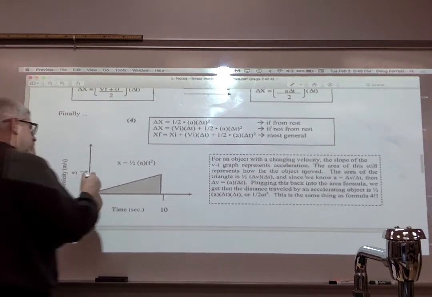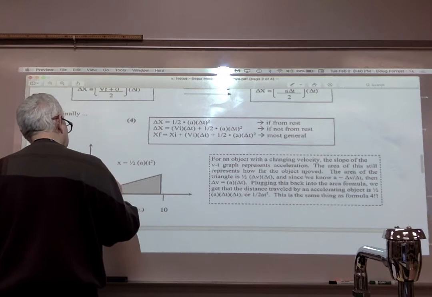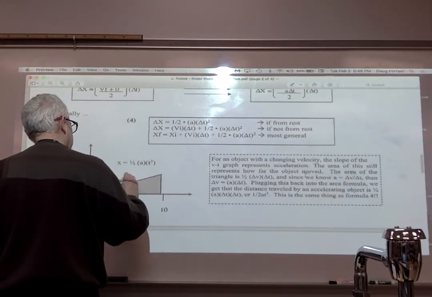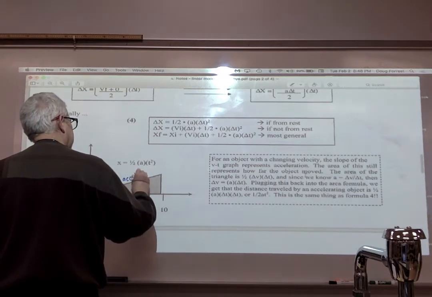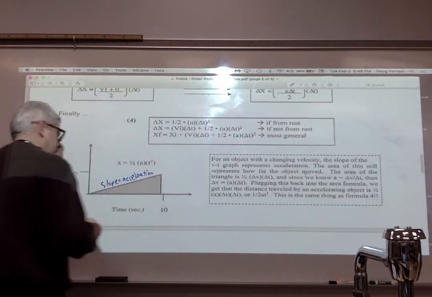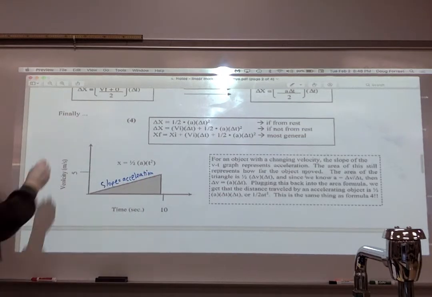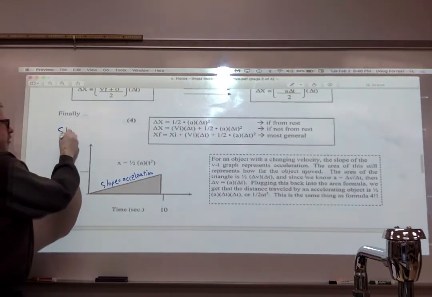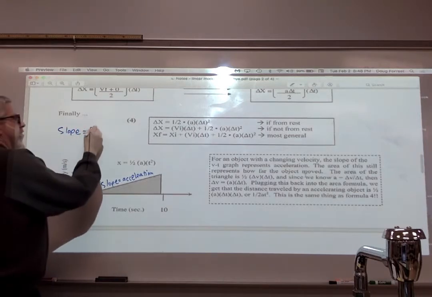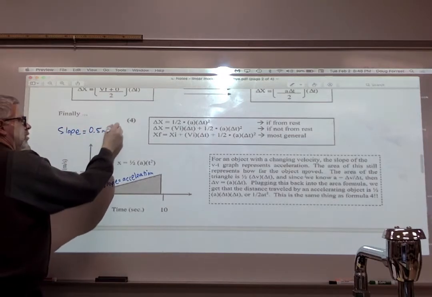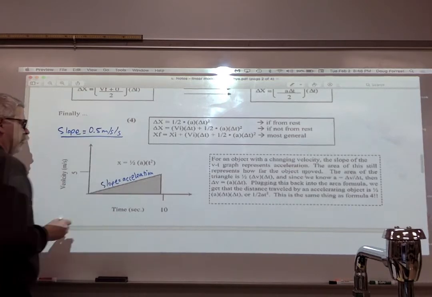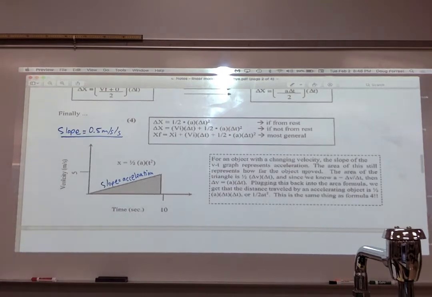So the acceleration in this case is 0.5 meters per second squared. So I'm going to write that up here. So 0.5 meters per second squared. That's the numerical value. We're going to come back to that in a minute.